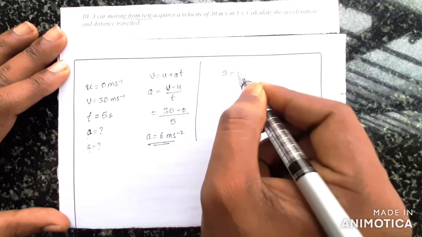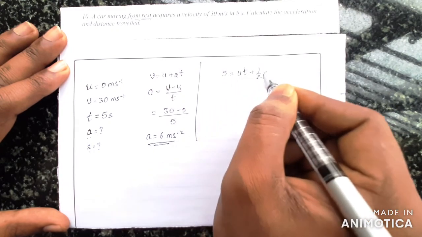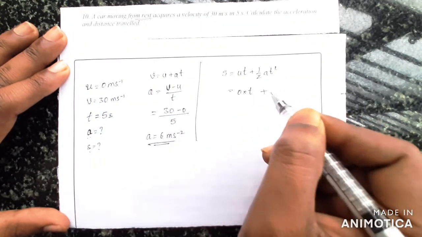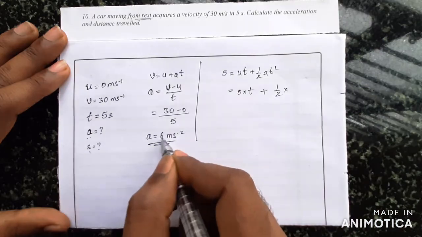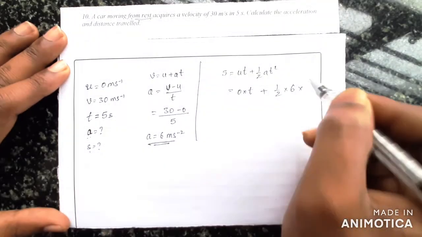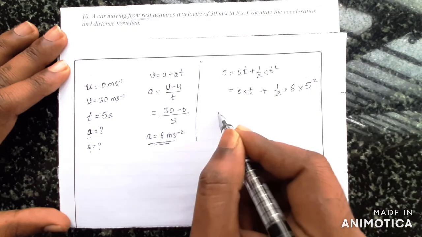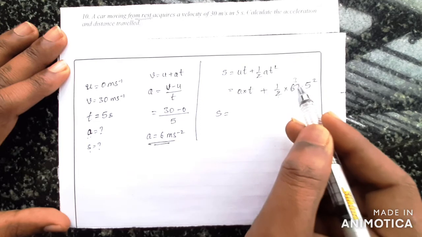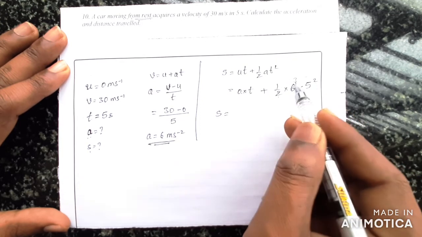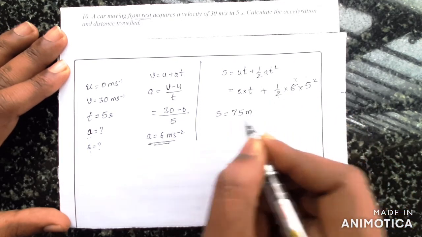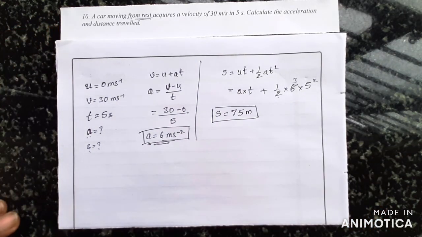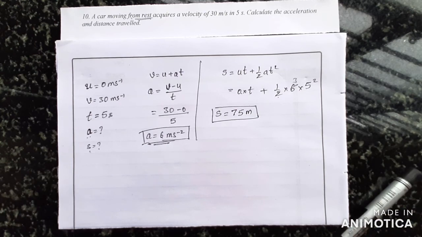The formula for displacement is s is equal to ut plus half a t squared. Initial velocity is 0, 0 into t is 0, plus half a, we have calculated 6, into t squared, which is 5 squared. 0 into anything is 0, half, 2 ones are 2, threes are 3. 5 squared is 25, 25 into 3 is 75 meter. So acceleration is 6 meter per second squared and the displacement is 75 meter.